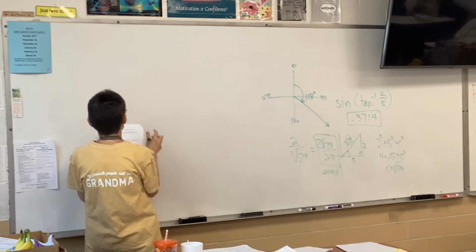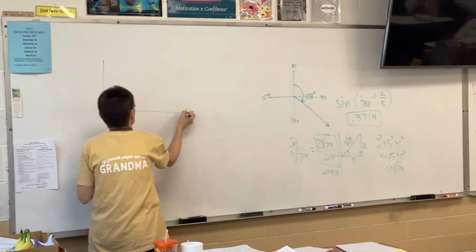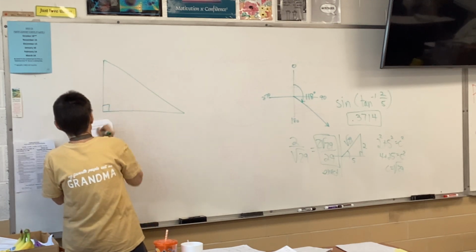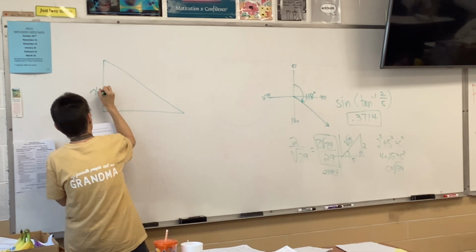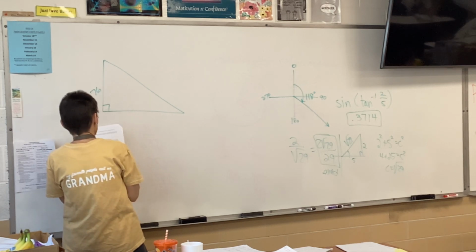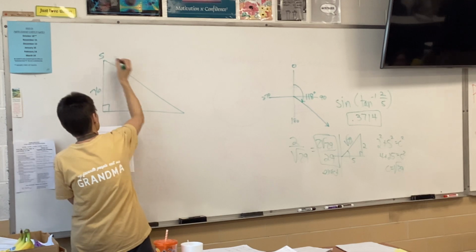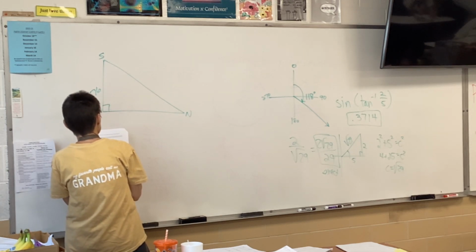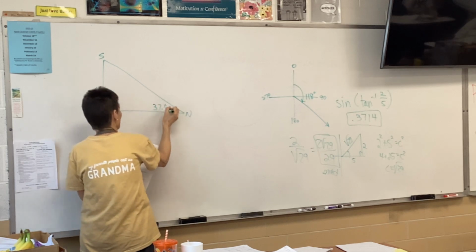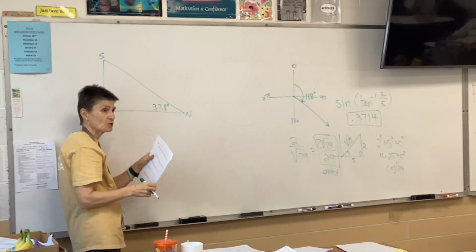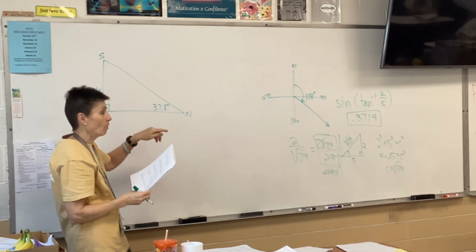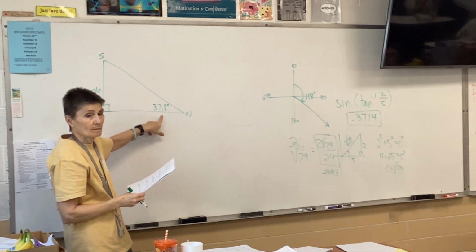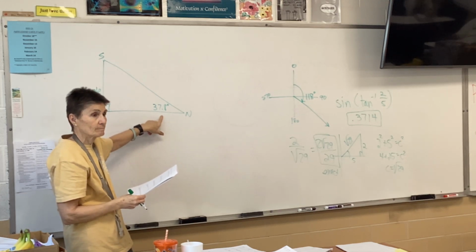A squirrel on top of a tree, 76 feet tall. He's looking at a nut on the ground. Here's the squirrel looking at the nut. His angle of depression is 37.8. And what did we say about our angles of depression and elevation? We always put them right there, right?